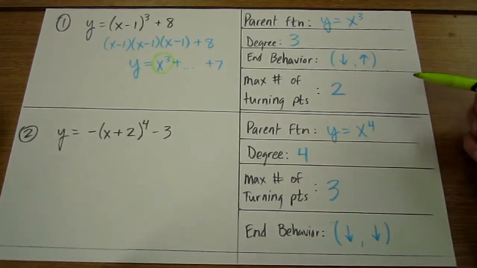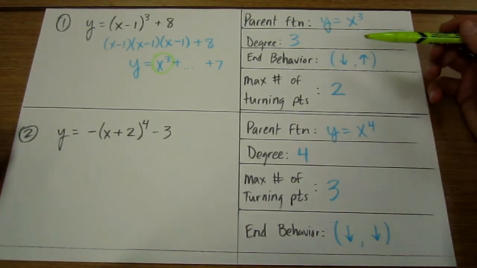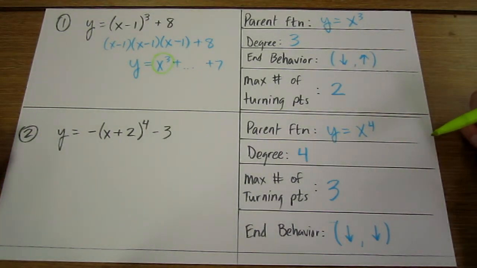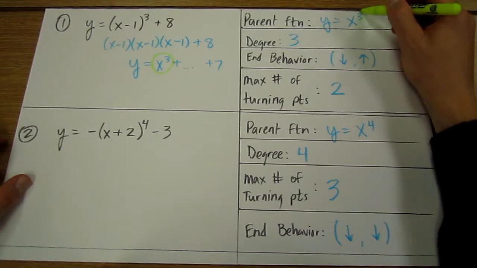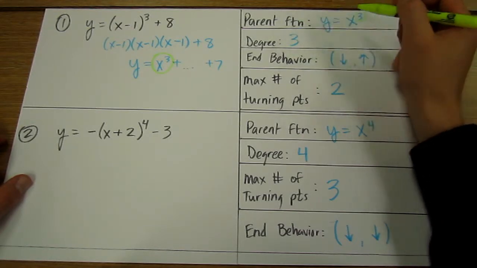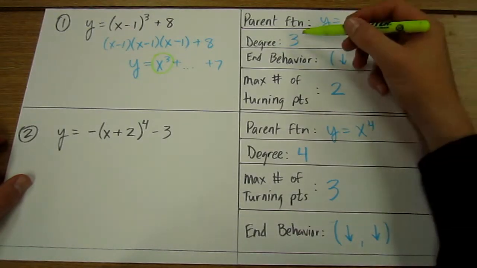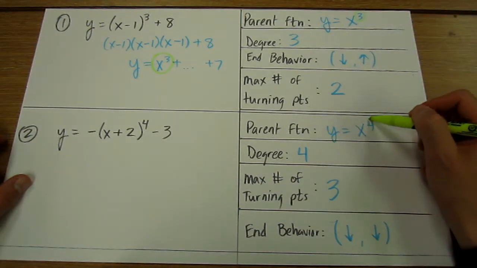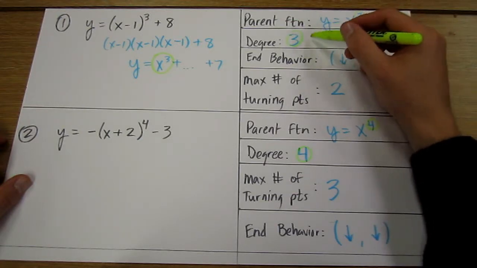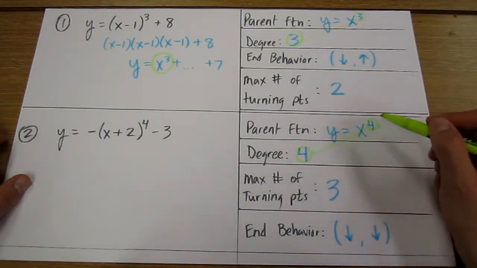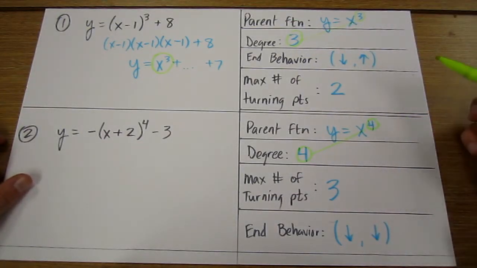Now, drawing connections between these two different examples and figuring out how these things work is hopefully going to be something that you realize here. Our degree comes from our parent function. So the degree and the parent function are closely related. We have 3 here, we have 3 here. We have 4 here, we have 4 here. So those things are connected. I'll draw a little connection arrow there.